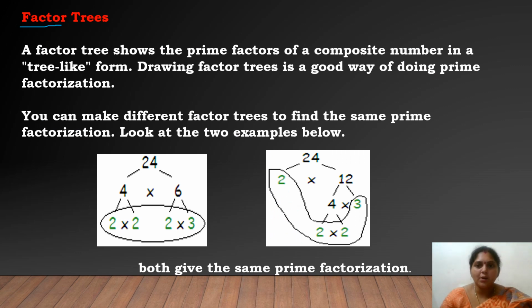Children, now we will see about factor trees. A factor tree shows the prime factors of a composite number. Composite numbers are those which have more than 2 factors. In a tree-like form, drawing factor trees is a good way of doing prime factorization. It will be very easy for you to do the prime factorization. You can make different factor trees to find the same prime factorization. Look at the two examples below.